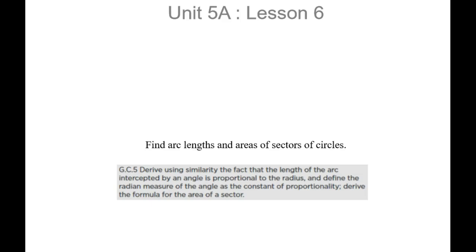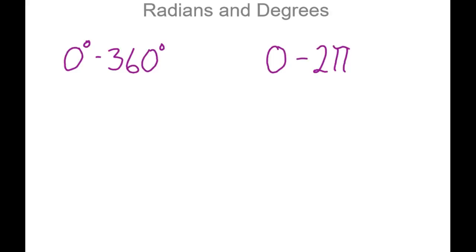Unit 5A, Lesson 6. In this lesson, we're going to talk about two types of measurements for angles created in circles. We've talked about degrees in the past. We're going to learn about radian measurements and how to convert from one form to the other. We're also going to look at finding arc lengths of circles. And then at the end, we're going to work with a formula for finding the area of a sector of a circle. So first, we're going to talk about radians and degrees.